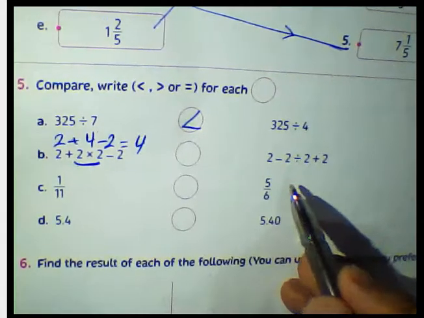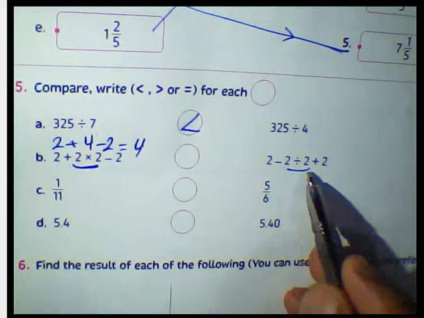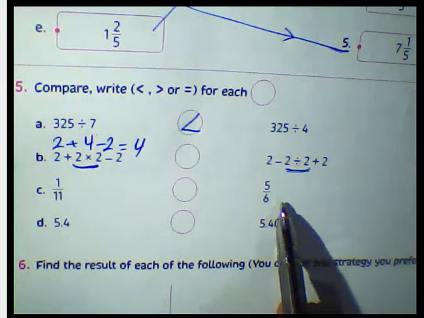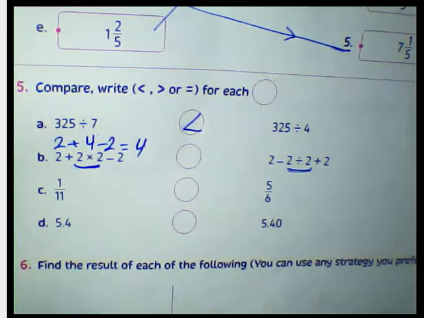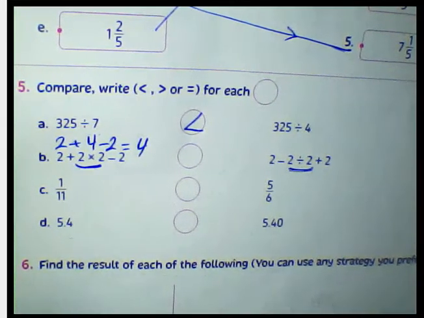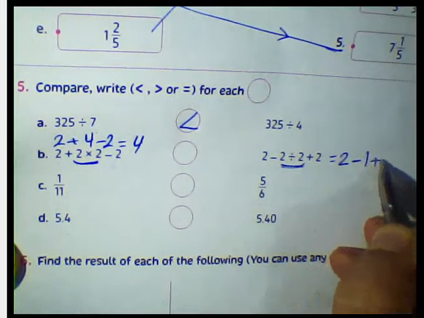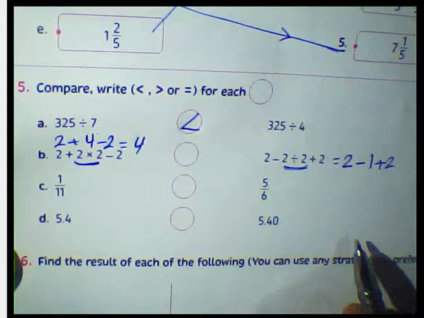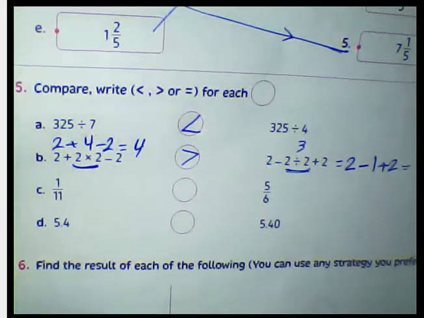And what about this example? 2 subtract 2 divided by 2 plus 2. Can you tell me this result? Okay, I know 4 is more than, but I want the steps. Can you solve it by steps? It's very easy. 2 divided by 2 equals 1. So we must write 2 subtract 1 plus 2. 2 subtract 1 equals 1. 1 plus 2 equals 3. So the result will be 3. Then 4 is more than 3.